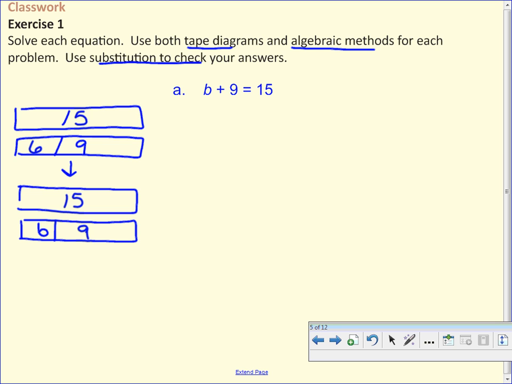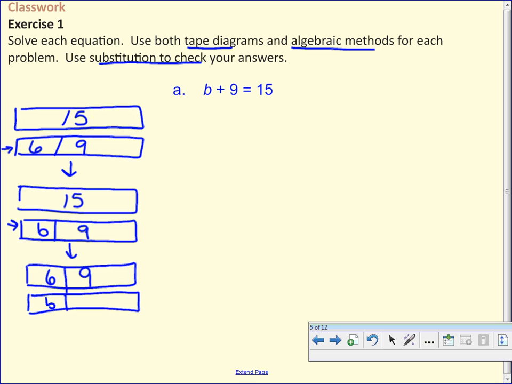So now, back to what we did with the opening, we know that that is equal to that. So let's show that. So I know that 6 plus 9 is the same thing as B plus 9. All I did was take this tape diagram and this tape diagram and put them side by side. I know that they're both equal to 15. So if I look at this part, what do I see? I see that 6 is equal to B.